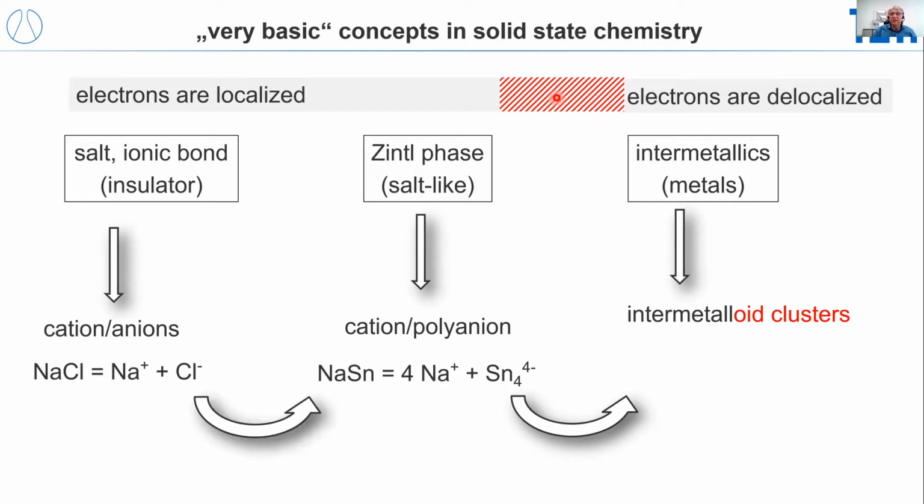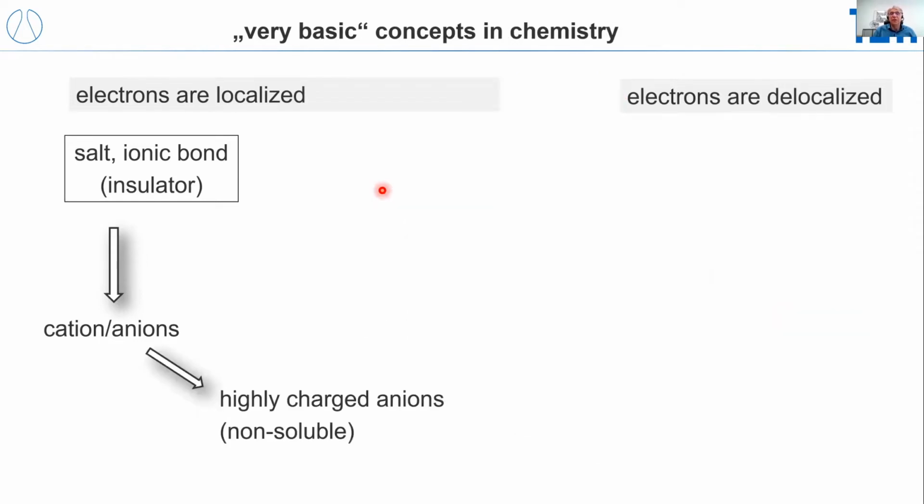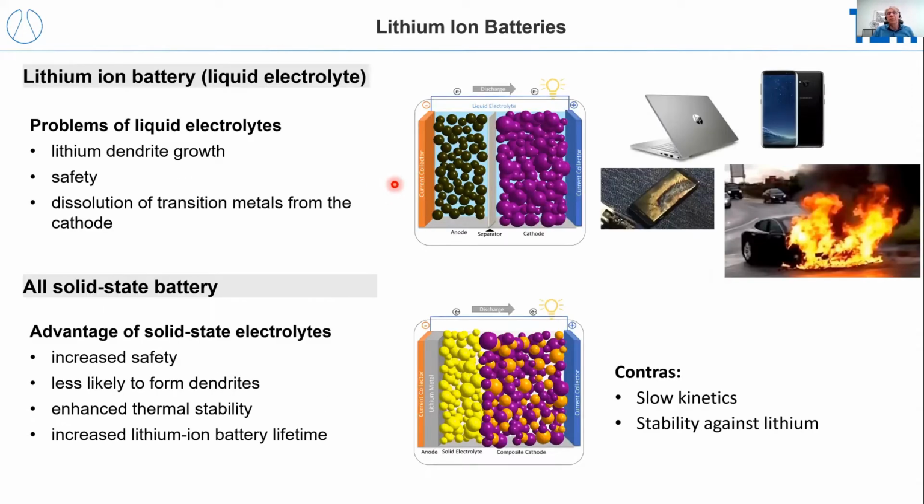So let us go this first step from a salt to a Zintl phase. Also here, nature is not perfectly discrete. And I show you one example, for example, highly charged anions. And this brings me to the point of the first application field, lithium-ion battery. We know we have well-developed lithium-ion batteries, even used for cars. The same batteries we use in the laptop we use for cars.